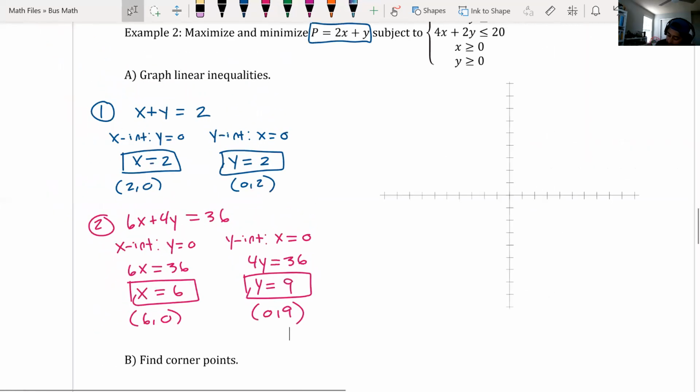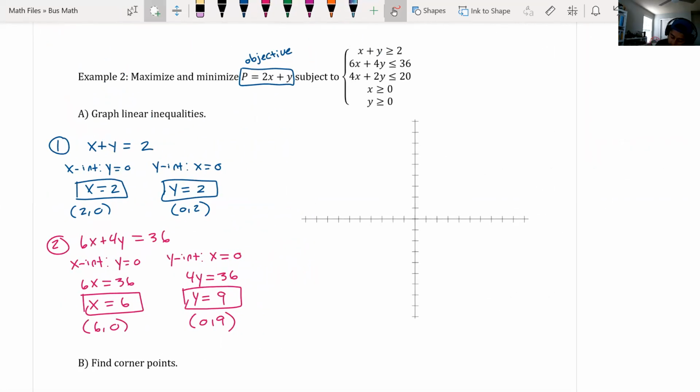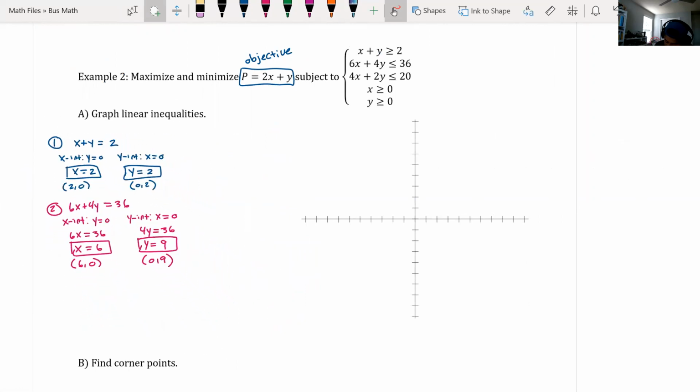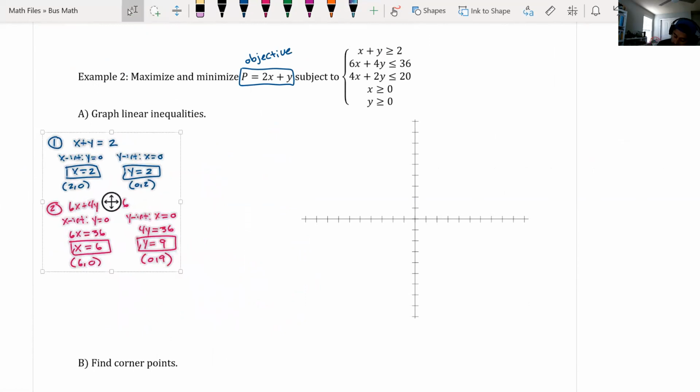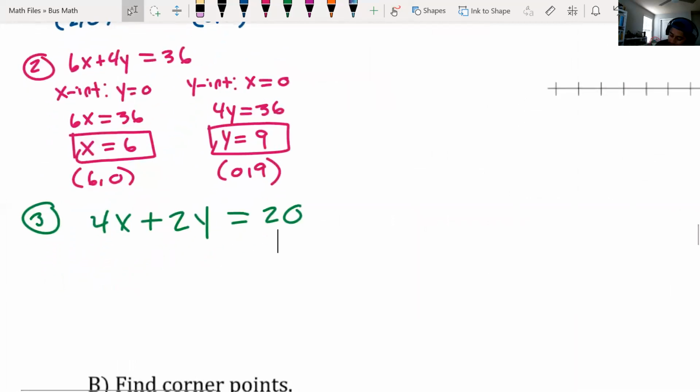All right, we still have that third function, so I should have wrote smaller, but I can just do this. Yay. Okay. And then function 3 is 4x plus 2y equal to 20. Okay. And x-intercept, y-intercept.